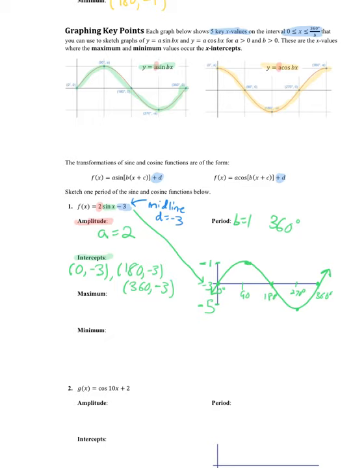Those are the key points here. The intercepts of the midline. So we'll say of midline here. Not always the intercepts of the x-axis. So that can be a little tricky too.